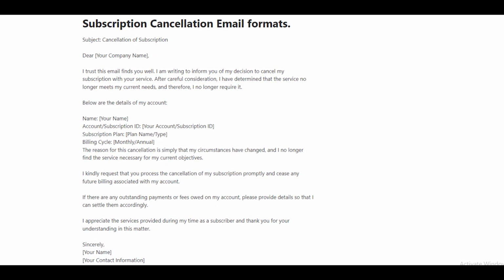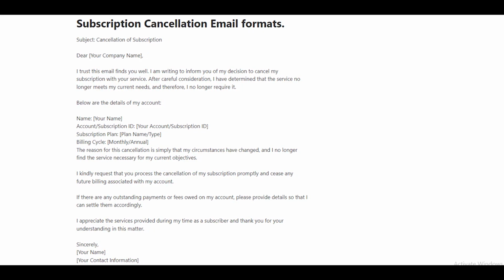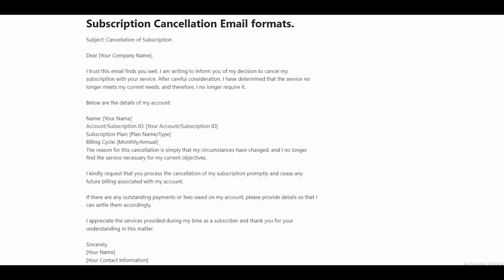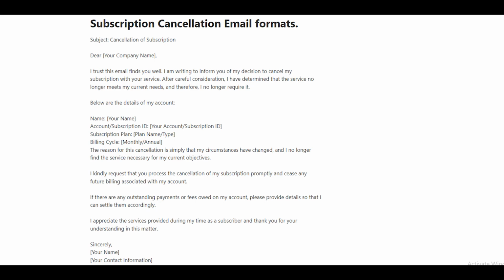Include necessary information. Along with basic details, provide some necessary details like contact number, account information, membership number, and so on in your composed mail. Ask about the confirmation email or number. At the time of cancellation, ask the representative about the confirmation number or email.